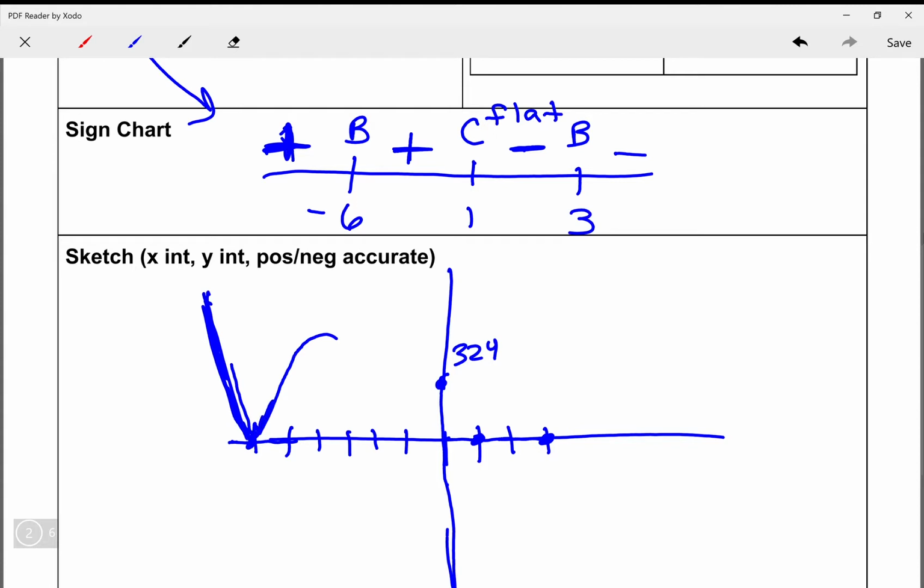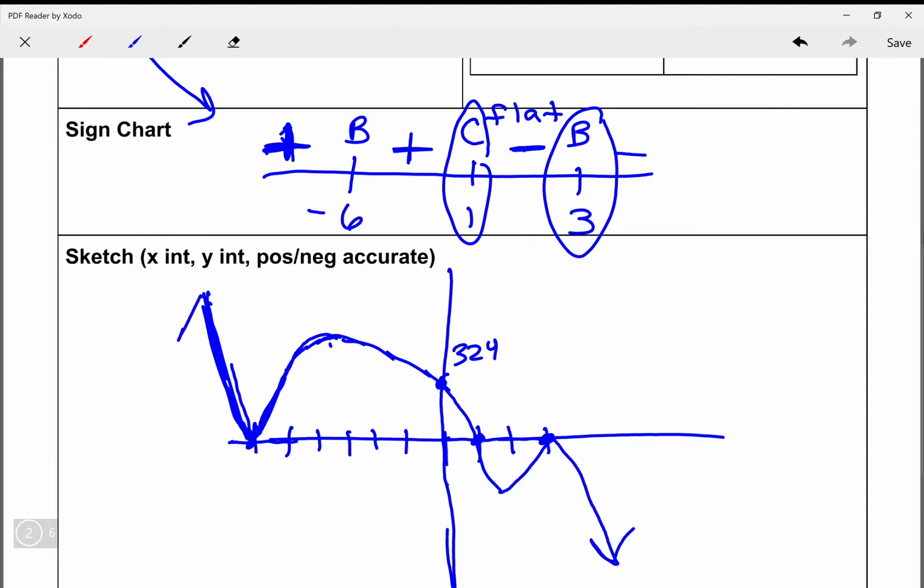Okay, so we start positive. B means bounce. Let's swoop through my Y-intercept. Then I'm going to cross at 1. And then I'm going to bounce at 3. There you go. These aren't super beautiful. I don't know how high this goes. That's not what is important. What is important? Bouncing, crossing, bouncing, that my end behavior is doing what it needs to do, and that I have the correct Y-intercept. That is what matters in my life.